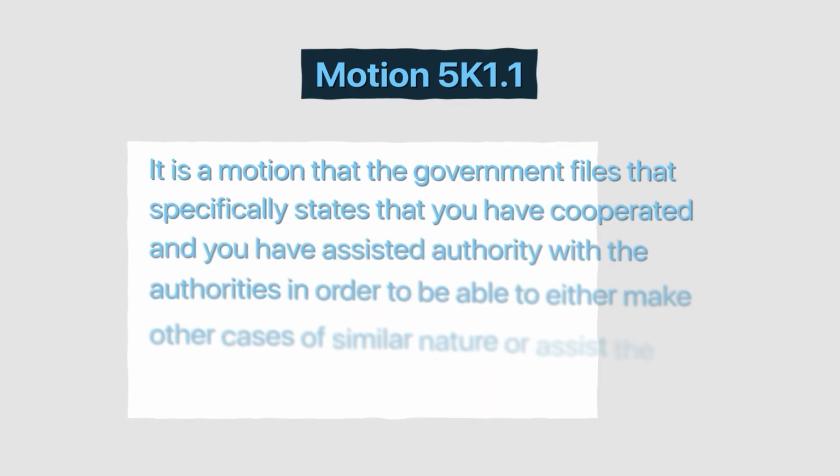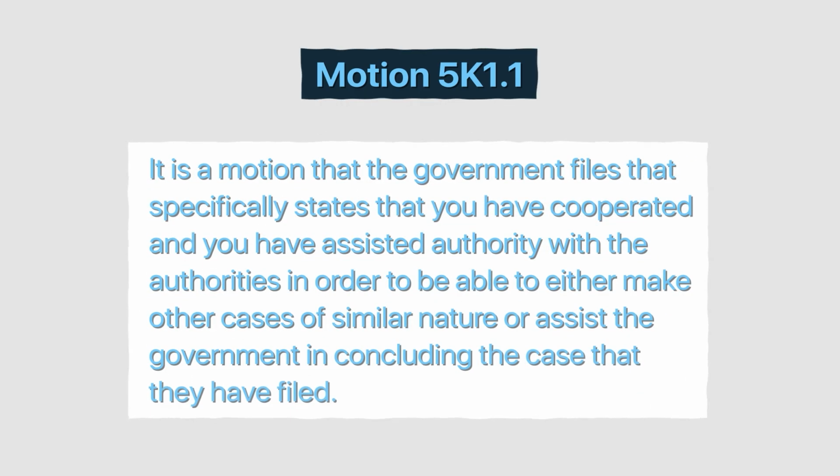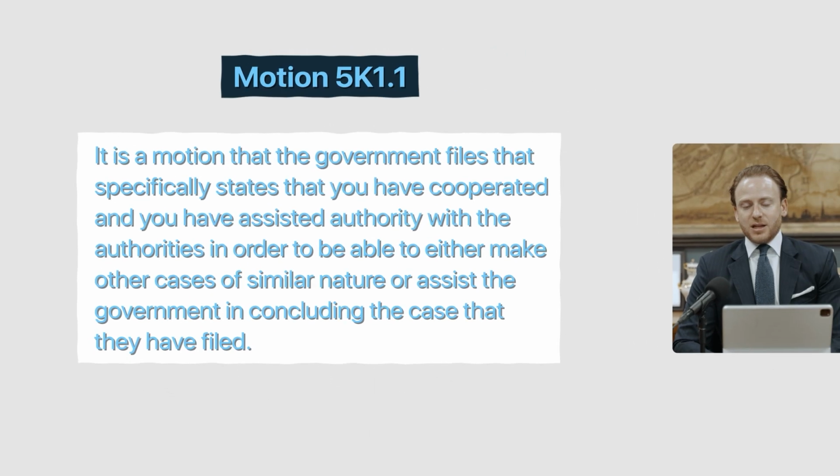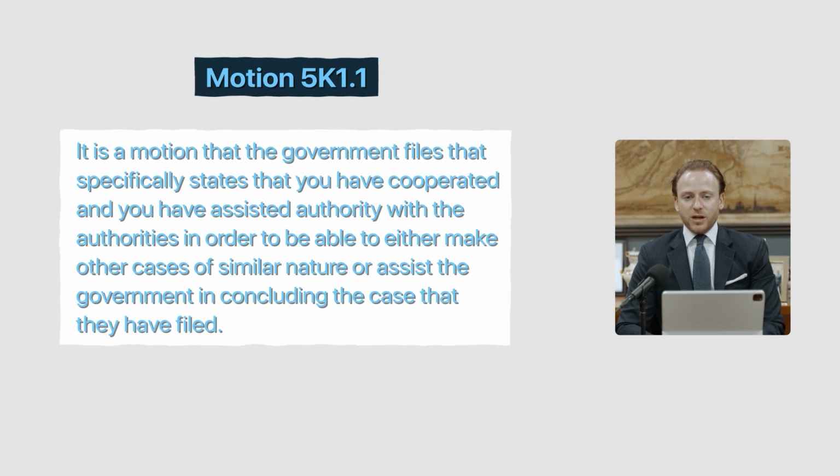Under a 5K1.1, it is a motion that the government files that specifically states that you have cooperated and you have assisted the authorities in order to be able to either make other cases of similar nature or assist the government in concluding the case that they have filed. Oftentimes, this is within a big conspiracy case where you may have had either a major or minor role. You may know information that the government does not know, and you have sat down with the government and cooperated, and you're getting points for that cooperation.